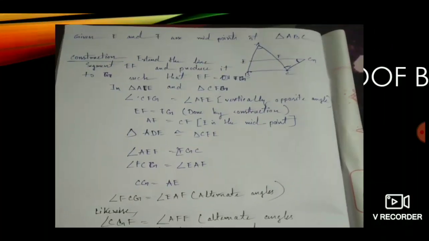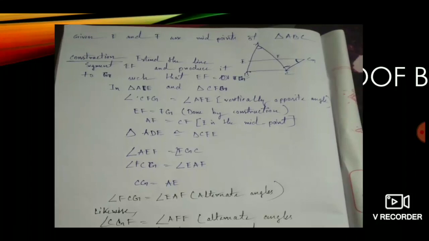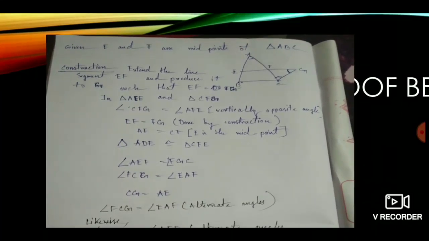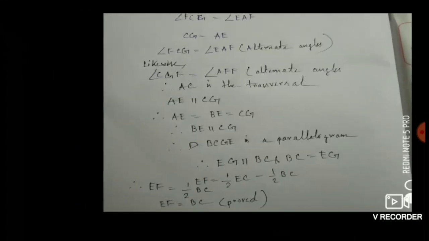Can we say that GC equals BE? We can say so, because CG equals AE, and AE equals BE, so obviously CG equals BE. Because E is the midpoint, AE and BE must be equal. BE and AE must be equal. So GC is equal to BE.